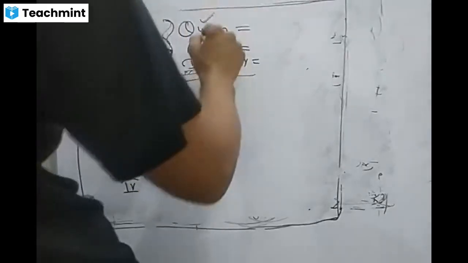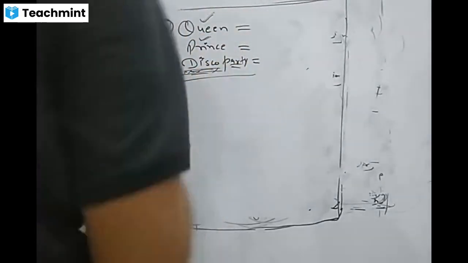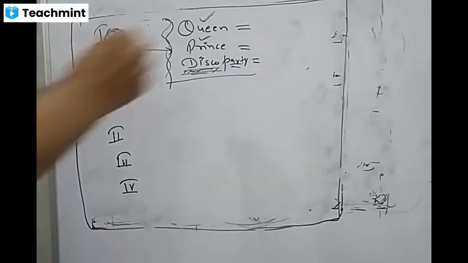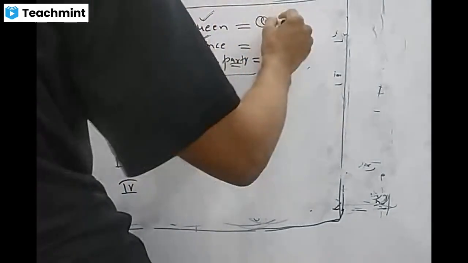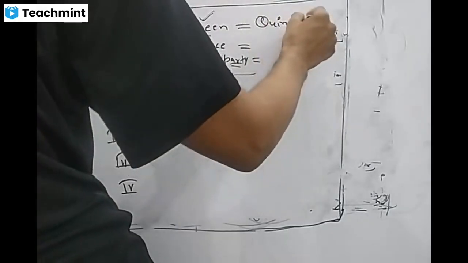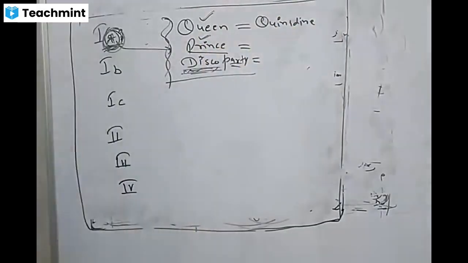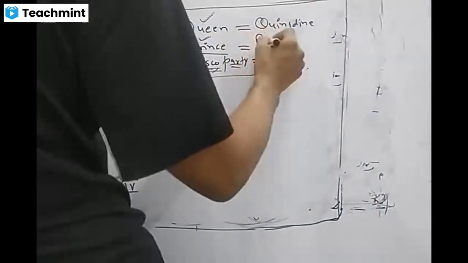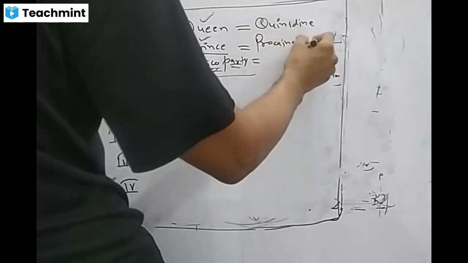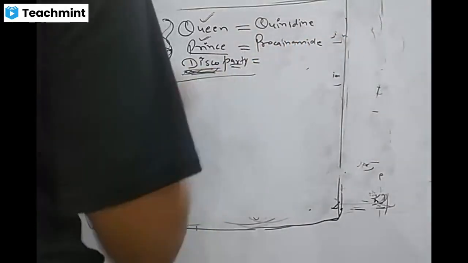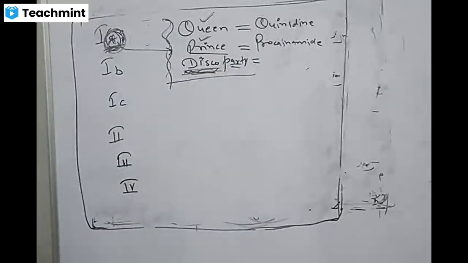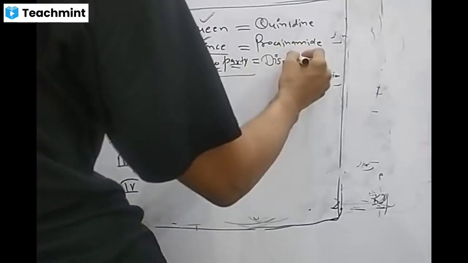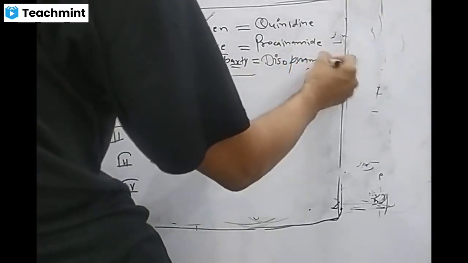They live like a queen, like a prince. They attend disco parties. So what is this queen? This is your quinidine. Who is the prince? Your procainamide. What is disco party? Your disopyramide.